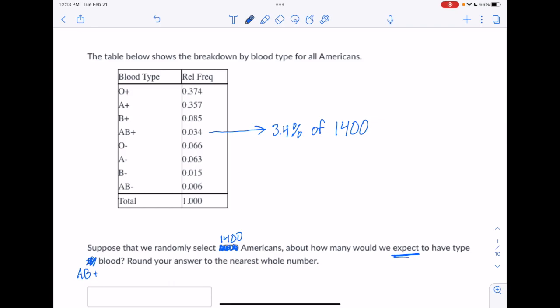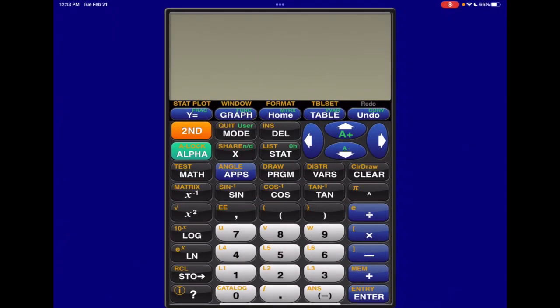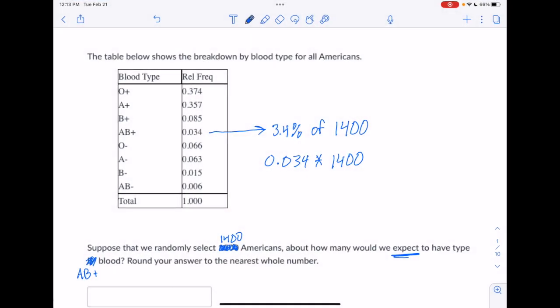And then we just change that into a multiplication problem by converting the percentage to a decimal, the "of" to multiplication, and then we just need to carry out this 0.034 times 1,400. So switching over to the calculator real quick, we can do that 0.034 times 1,400. We get 47.6. So we write that down. And then they want us to round that to the nearest whole number, so we'd say that's approximately 48.